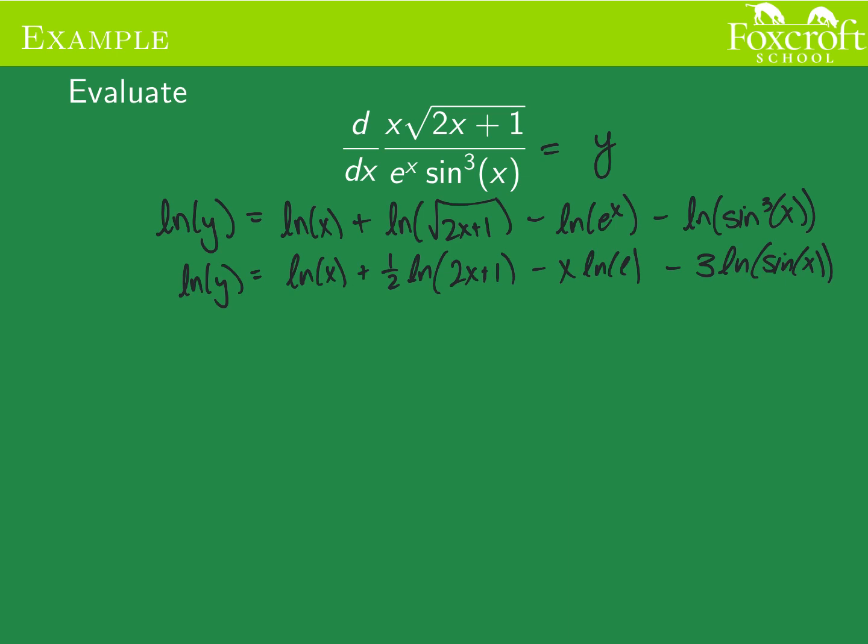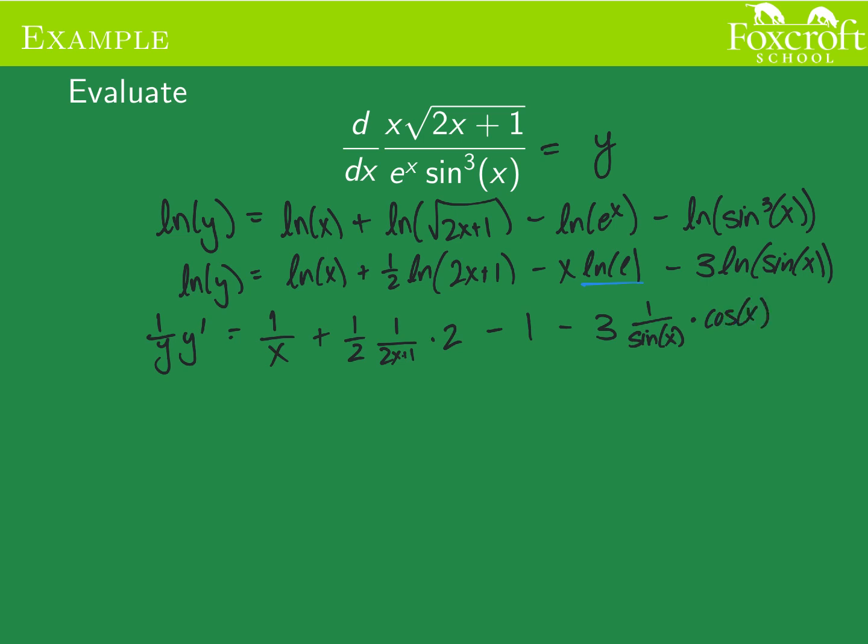Now instead of doing one big derivative with a bunch of product and quotient rules, when I do this implicit derivative, the derivative of natural log of x is 1 over x. The 1/2 is going to stay. The derivative of natural log of 2x plus 1 is 1 over 2x plus 1 times the derivative of the inside, which is just 2. Natural log of e, we mentioned this, that's just 1, so the derivative of x is 1. Minus 3. The derivative of natural log of sine of x, you do 1 over sine of x first, and then multiply that by the derivative of the inside, which is cosine of x.